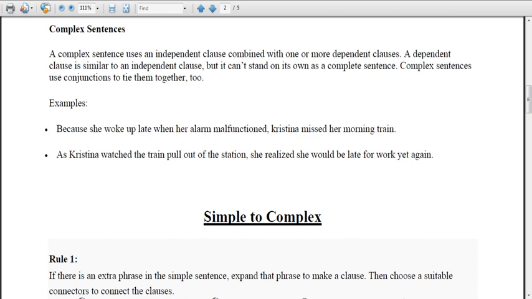Now we will discuss how to transform these sentences from one sentence type to another, and vice versa. Keep watching.